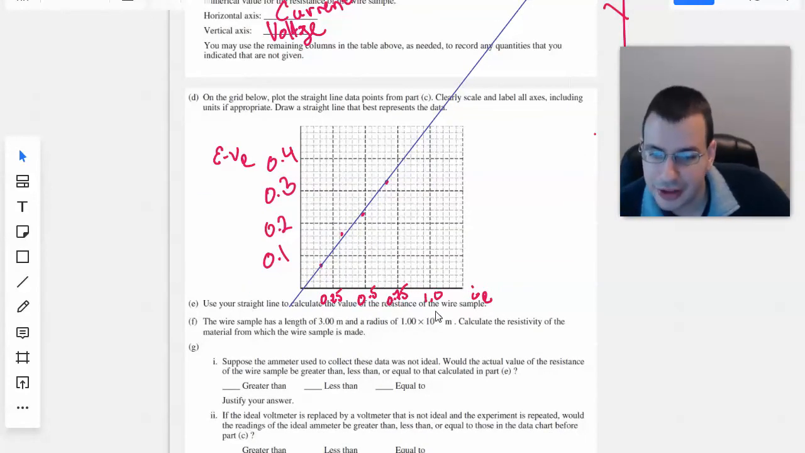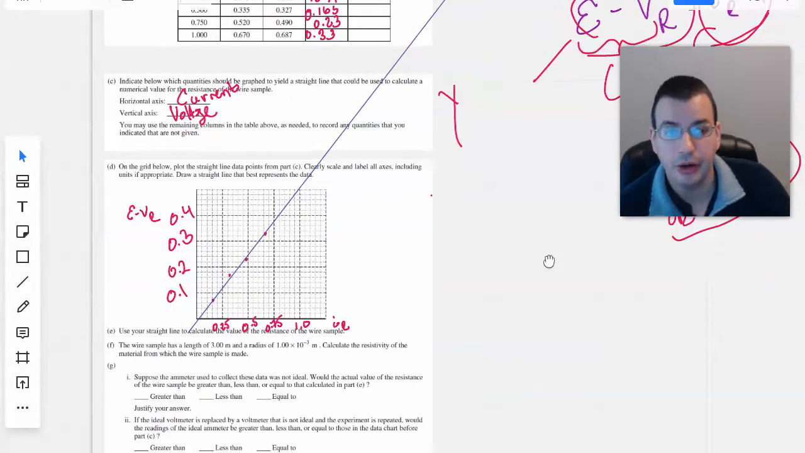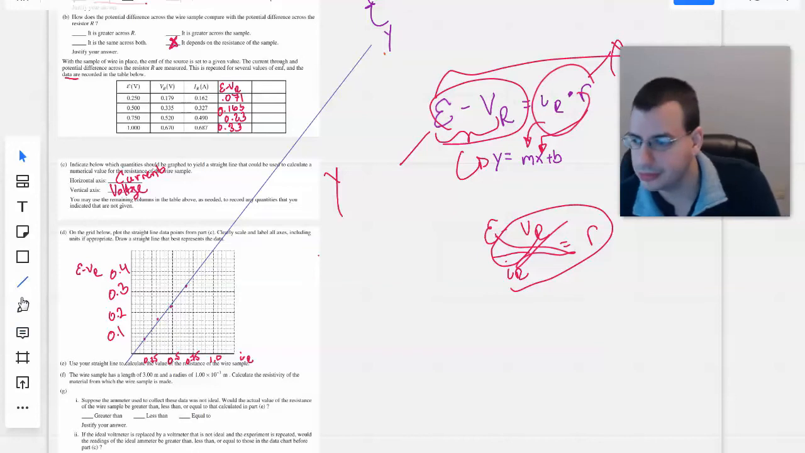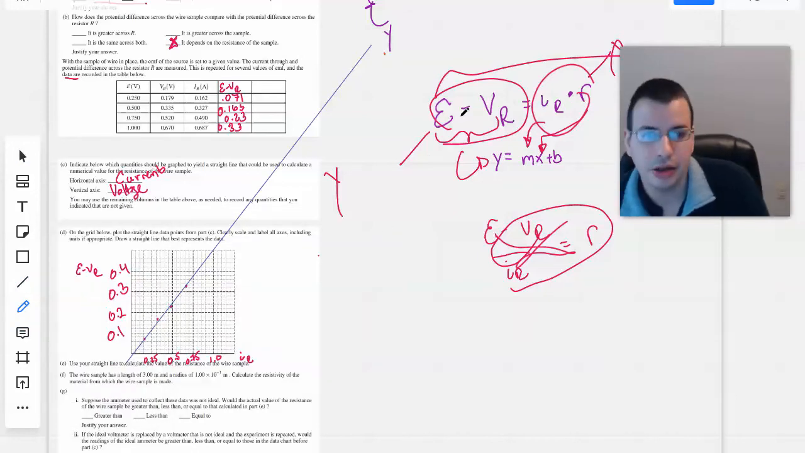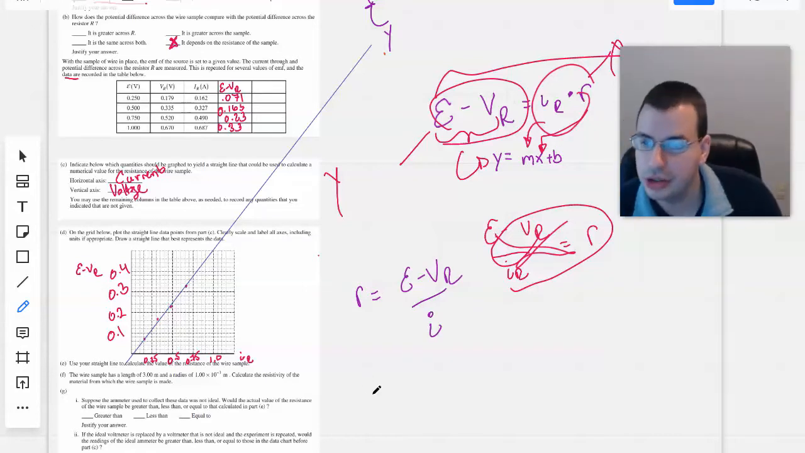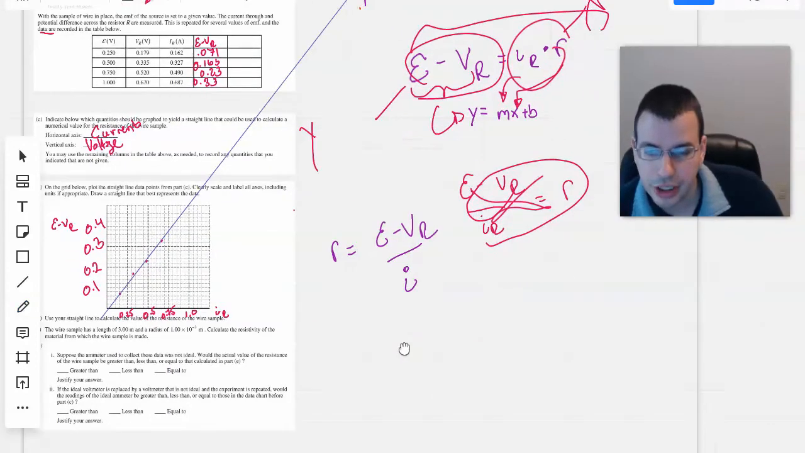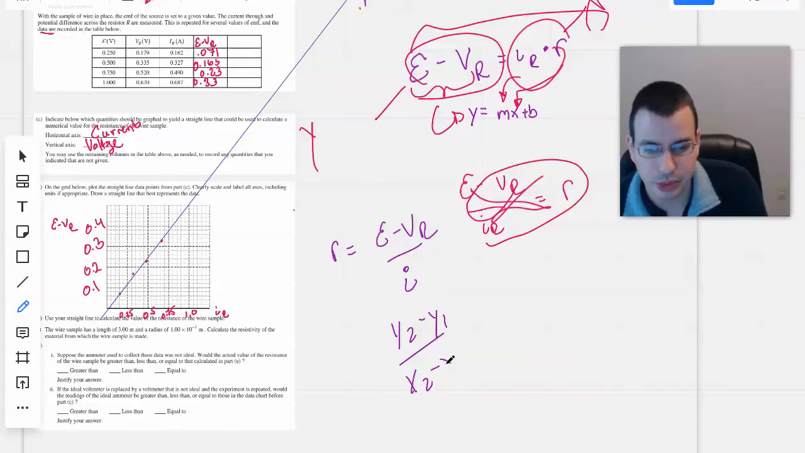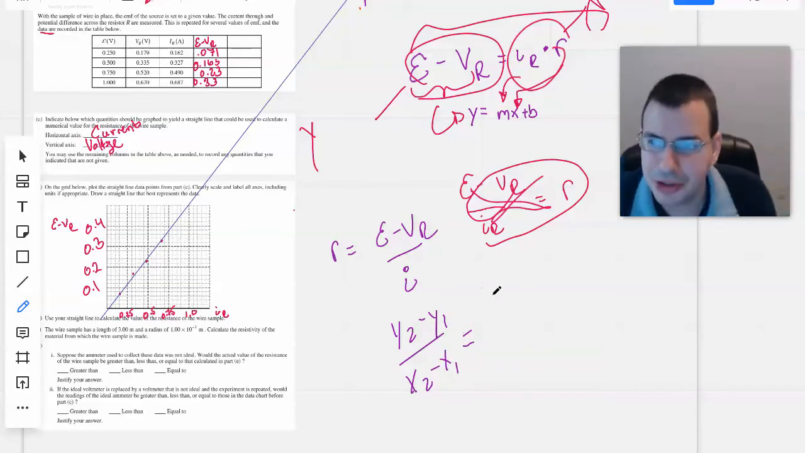Use your straight line to calculate the value of the resistance of the wire sample. Okay, so the resistance will be E minus VR over I. And so we can find the slope of the line. So you can see that this is the slope. This is E, this is I. And so we'll do y2 minus y1 over x2 minus x1. I'm not even going to use the graph. I'm just going to use a couple data points.